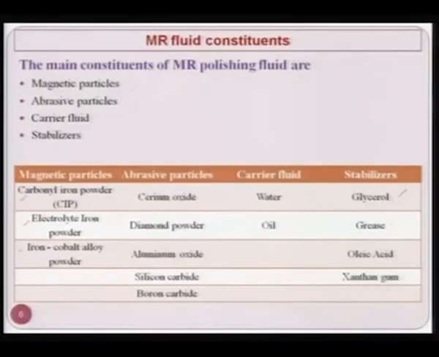So, we need what is known as a stabilizer, and there are various kinds of stabilizers which are used in magnetorheological polishing fluid. It may be glycerol, grease, oleic acid or xanthan gum. One of these is used depending upon the requirement.